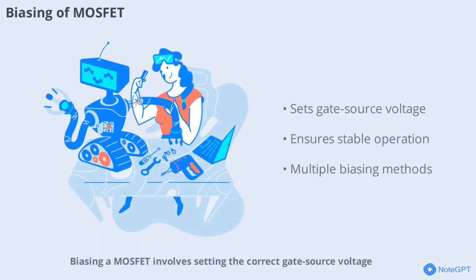Biasing a MOSFET involves setting the correct gate-source voltage to ensure the device operates in the desired region. Proper biasing is crucial for stable operation, especially in amplifier circuits. Common biasing methods include voltage divider bias and source bias. Each method offers different levels of control and stability, and the choice depends on the specific application requirements.